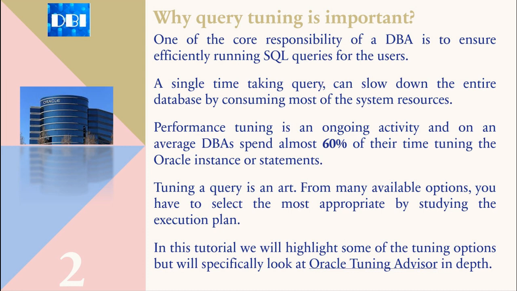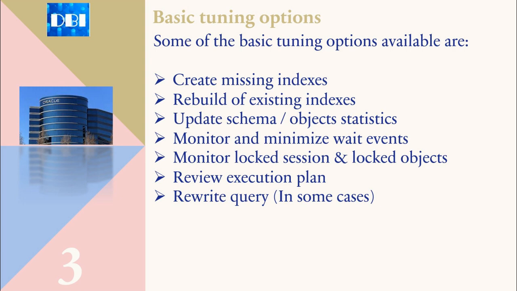From many available options, you have to select the most appropriate by studying the execution plan. In this tutorial we will highlight some of the tuning options, but will specifically look at Oracle Tuning Advisor in depth. Some of the basic tuning options available in Oracle database are: create missing indexes. Creating appropriate indexes on required columns can enhance query performance. Rebuild of existing indexes. Due to extensive DML, an index may require rebuild to perform well.